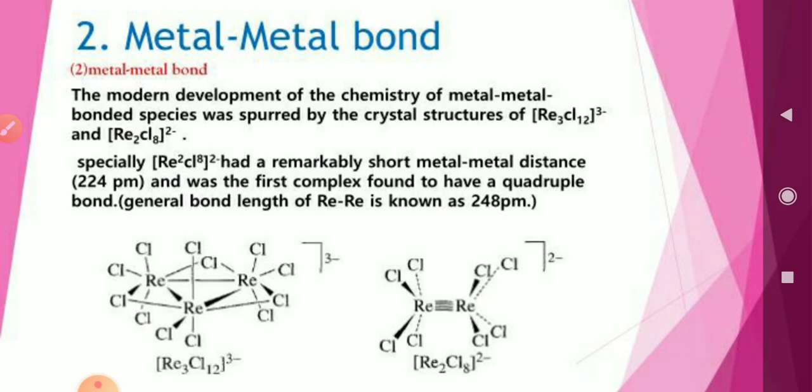Metal bonds are a modern development of the chemistry of metal-bonded species, which was surprised by the crystal structure of Re3Cl9 3- and Re2Cl8 2-. Especially Re2Cl8 2- had a remarkably short metal distance, which is 224 pm, and was the first complex found to have a quadruple bond, and the general bond length of Re is 248 pm. Here you can see the structure of Re3Cl9 3- and Re2Cl8 2-.